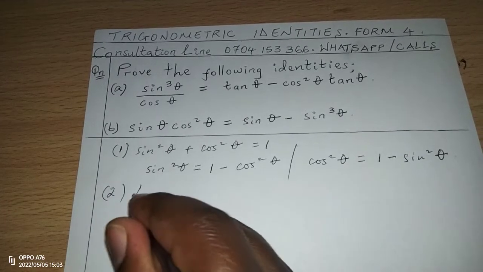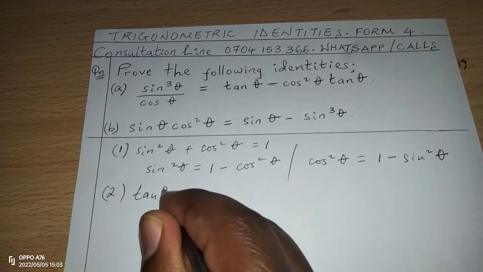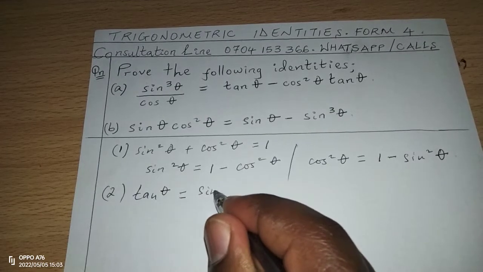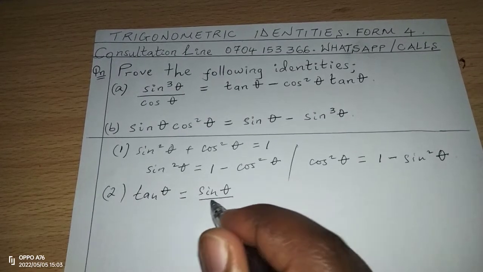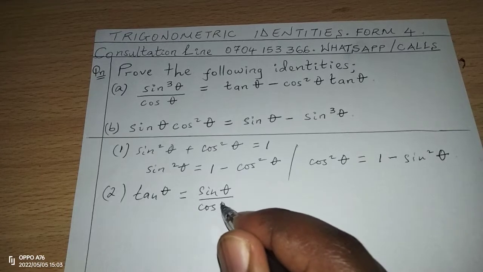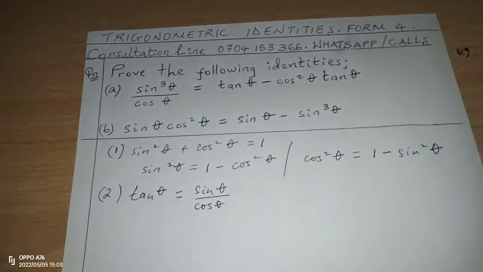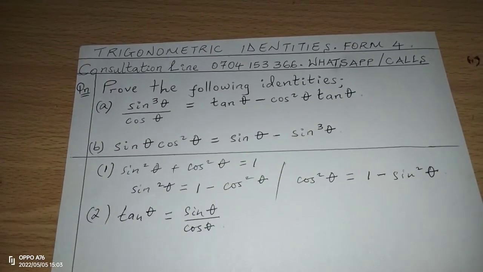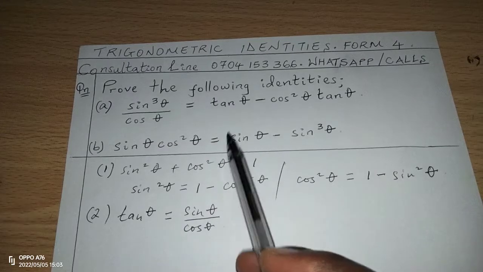Number 2, we should know that the tangent of an angle theta can be given by sine of the same theta divided by the cosine of the same theta. Therefore, here now we're going to apply these trigonometric identities to prove the following identities.